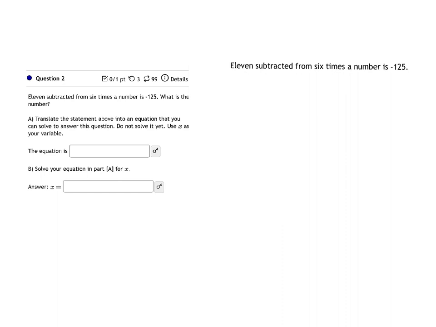All right. We have 11 subtracted from 6 times a number. So we have 11. 6 times a number looks like 6x. "Is" means equals. Now, here's the key thing: "subtracted from." That's going to tell us we're going to go in opposite order, because we're taking 11 from the 6x, the 6 times a number. So that's 6x minus 11 equals negative 125.